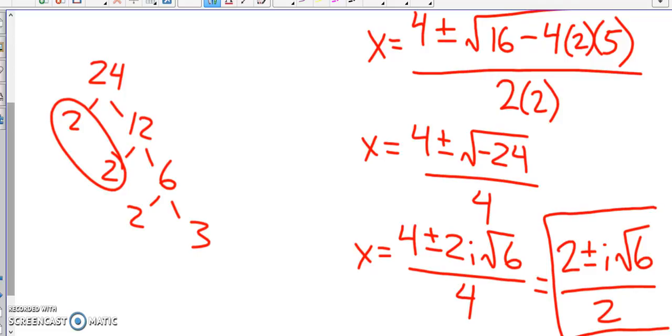And that's really all there is to the quadratic formula. Basically, the hardest part of using the quadratic formula is being able to simplify it. That's what a lot of kids tend to struggle with.